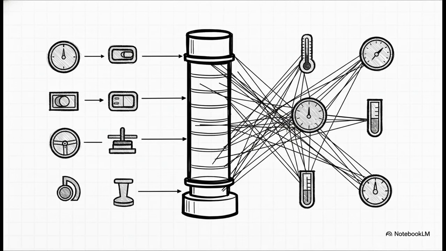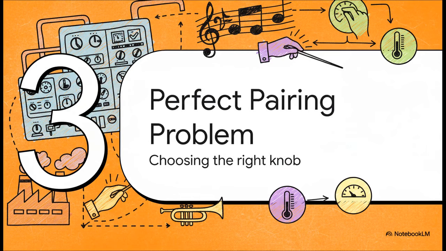But here's the catch. Pretty much every single one of these knobs affects most, if not all, of the gauges. So we've got our 5 knobs and our 5 gauges. The next question seems simple, but it is deceptively complex. How do you pair them up? Which knob should be responsible for which gauge?